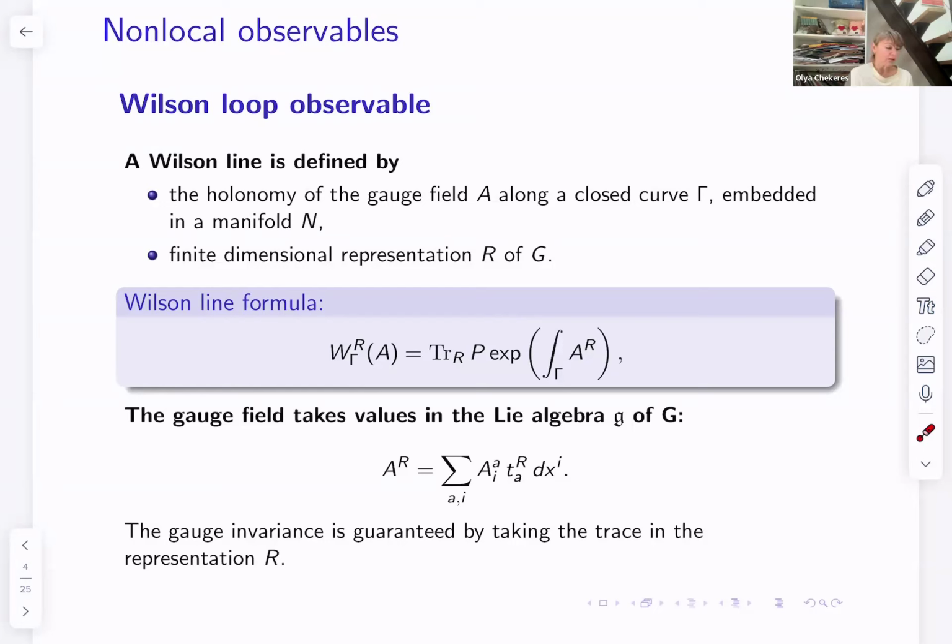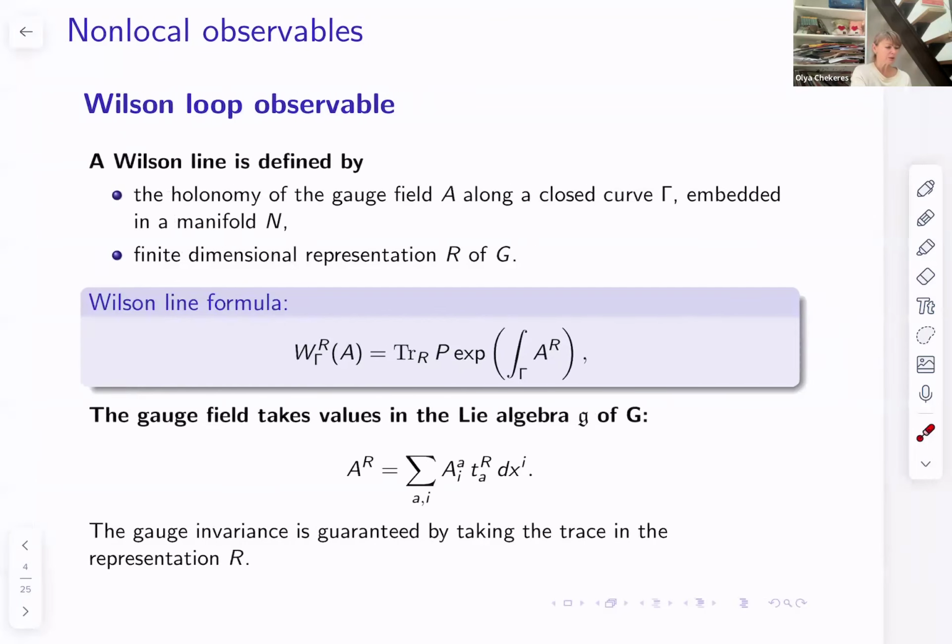As you can see, this formula has geometric origin, but it is not easy to work with. It arises as a solution for the parallel transport equation, and this path ordering usually complicates all the computations in the case when G is non-abelian.